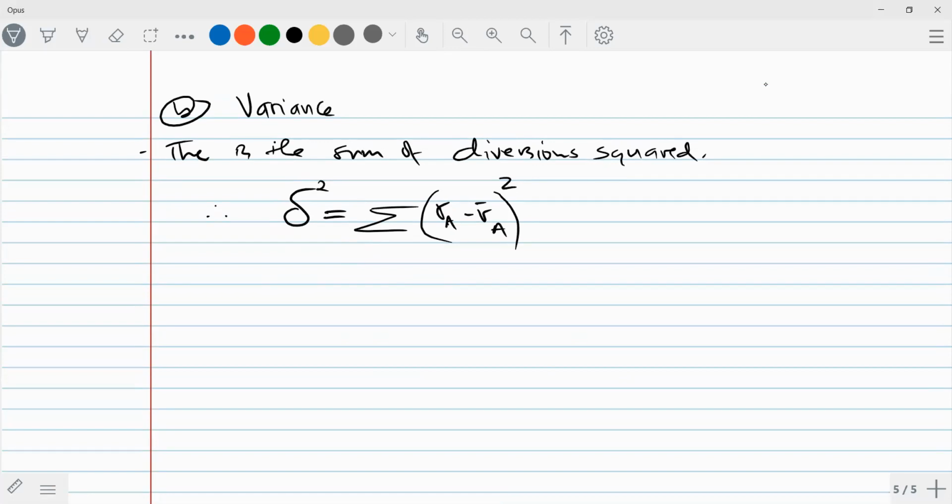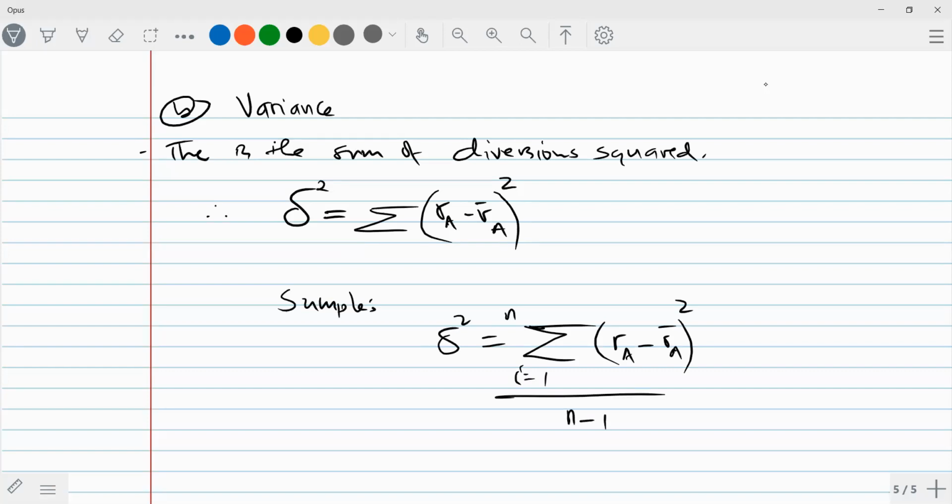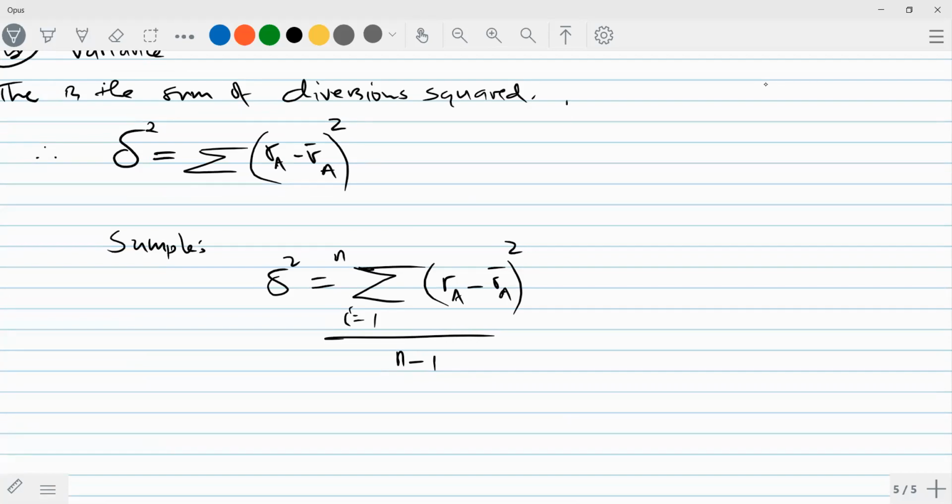If the set of data you're analyzing is a sample, that is, a set of data you obtain from a population, then of course the variance will be equal to the sum of deviation from the first outcome all the way to the nth outcome, deviation squared. Since this is a sample, we divide by n minus one. Just to define these terms, this is the variance.